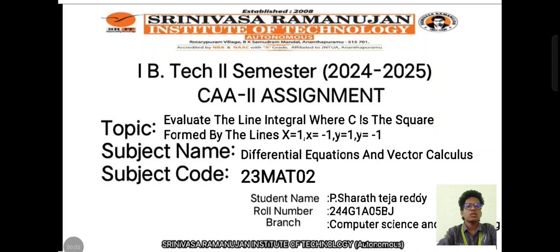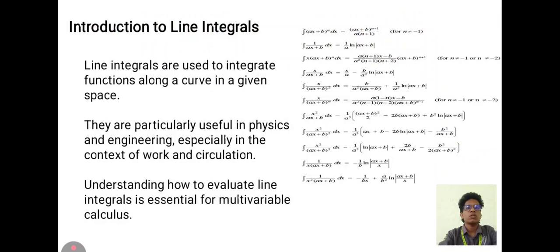My topic is to evaluate the line integral, where C is the square formed by the lines x = 1, x = -1, y = 1, y = -1. Introduction to line integrals.